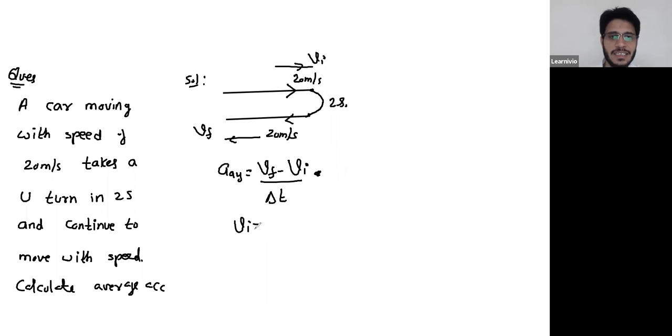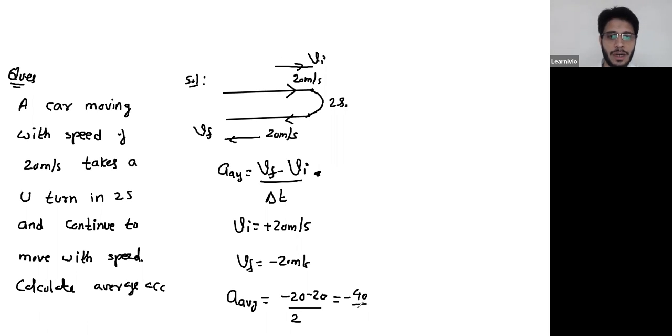If I say that initial velocity is 20 meter per second, then your final velocity is minus 20. Because velocity is a vector, if I'm taking the direction to the right as positive, then the direction to the left is negative. If I substitute it here, then average acceleration is minus 20 minus 20 by 2, minus 40 by 2, which is minus 20 meter per second squared.